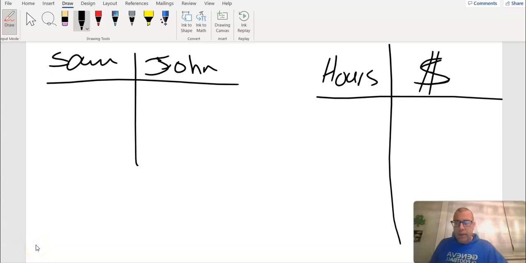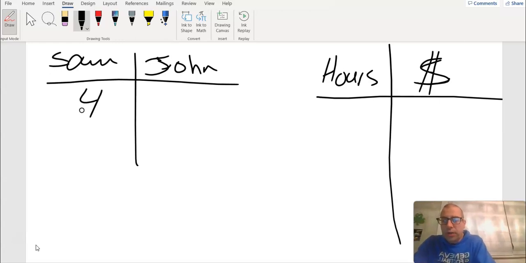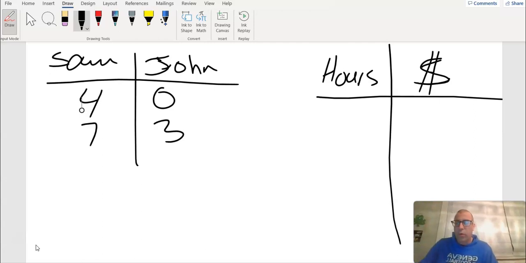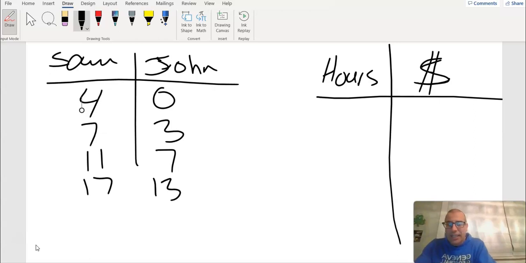So we're going through answers here. In that first question, the main idea is the fact that Sam is 4 years older than John, which means Sam always has to have 4 more years on John. So when you start to look through, do you have a 4 and a 0? All right. Do you have a 7 and a 3? Again, Sam's always 4 years older. It's always 4 more. So you should have an 11 and a 7, a 17 and a 13.